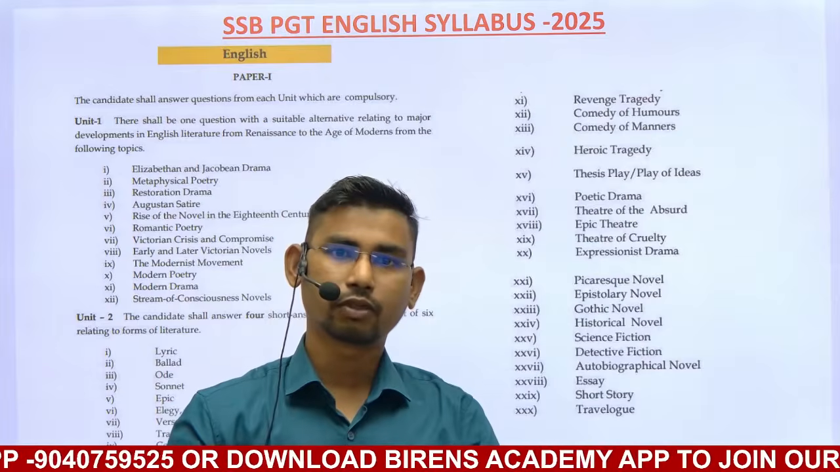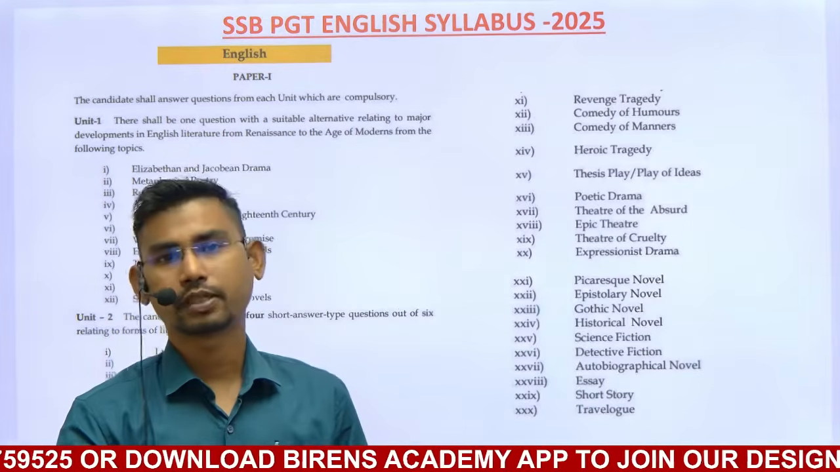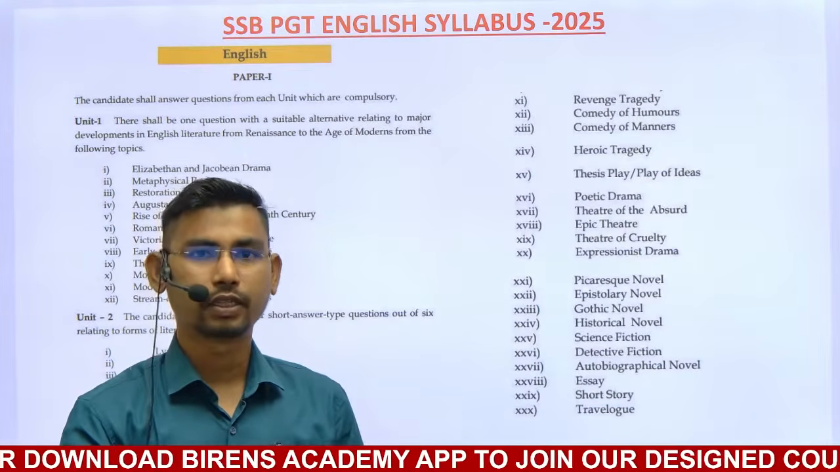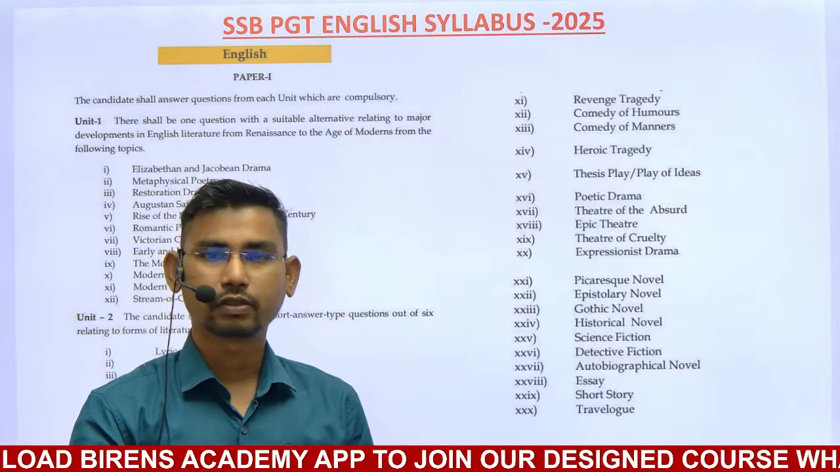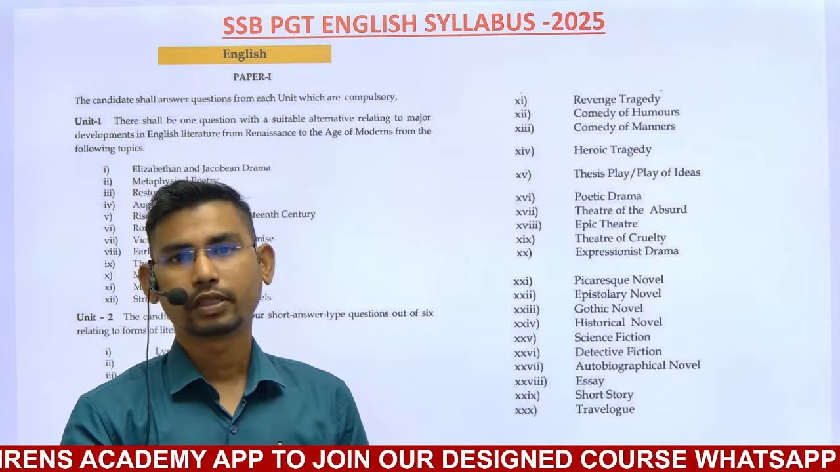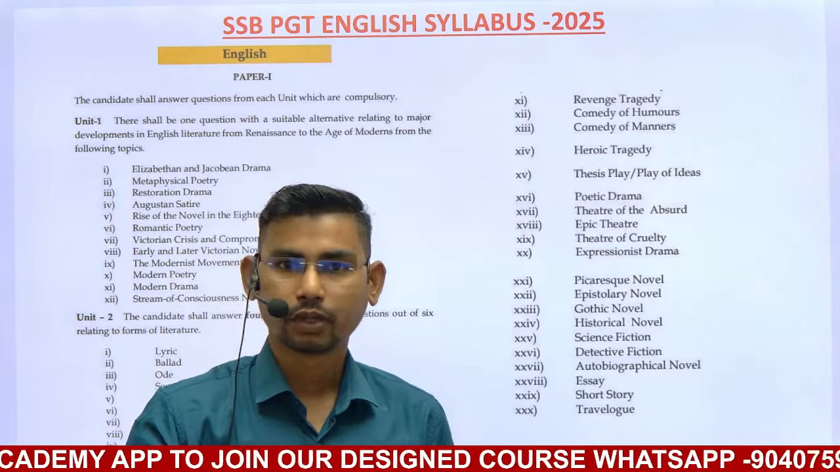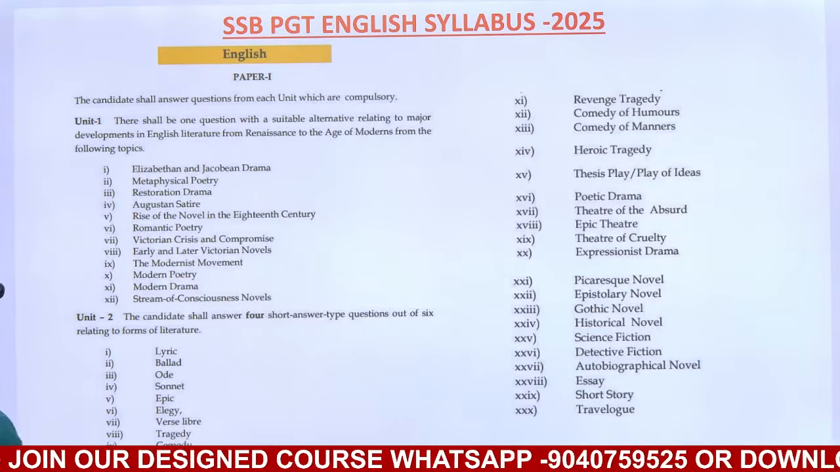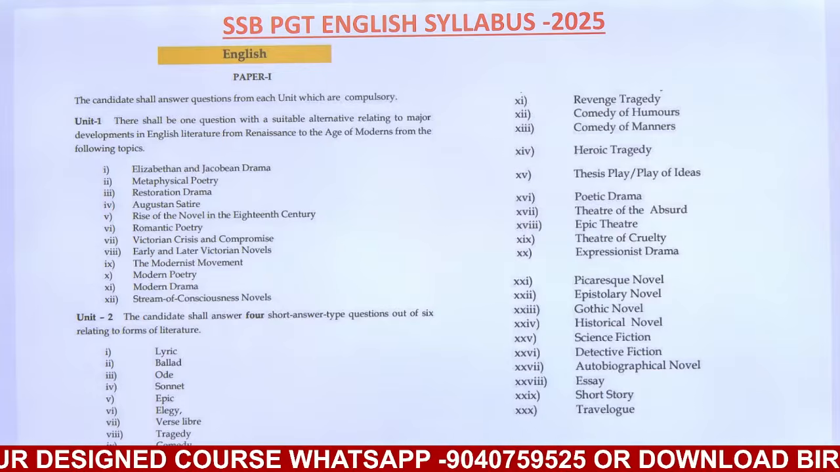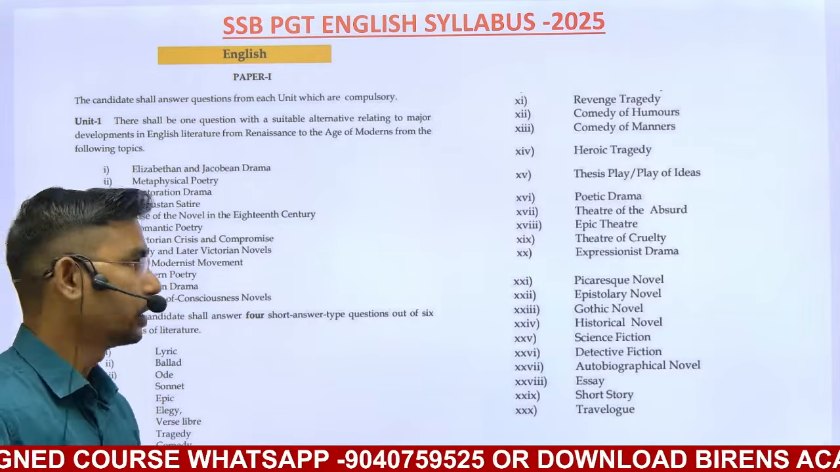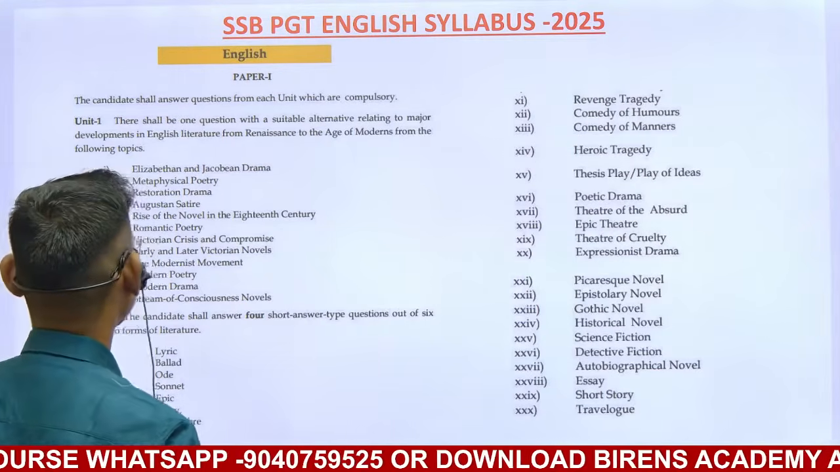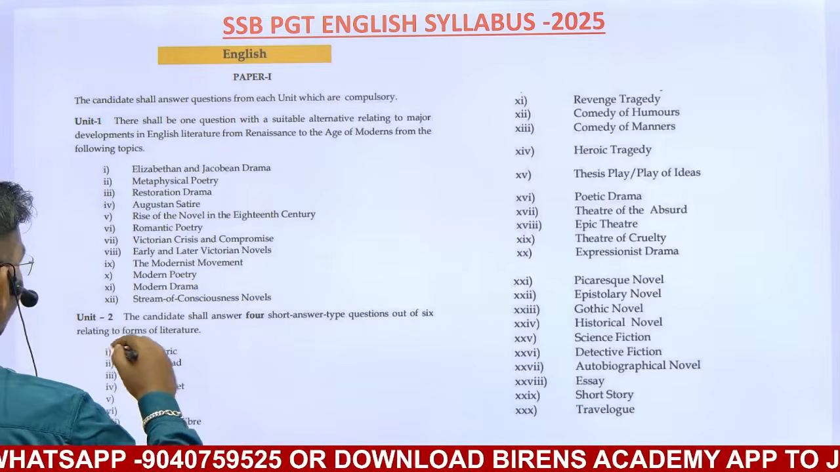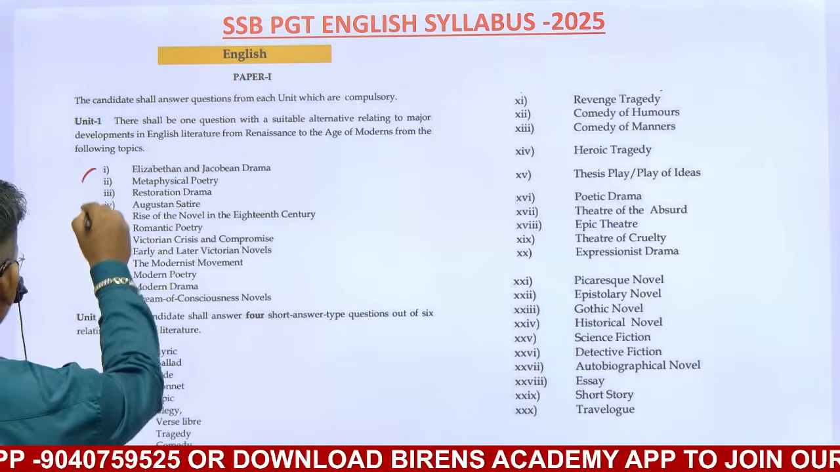So let's have a quick discussion on the syllabus first, then we will move on to our topic and discuss the foundations and introduction to the basics of English language and literature. Okay, so this is your syllabus for SSB PGT English, in which there are a total of 5 units. The first unit itself says the periods of English literature.